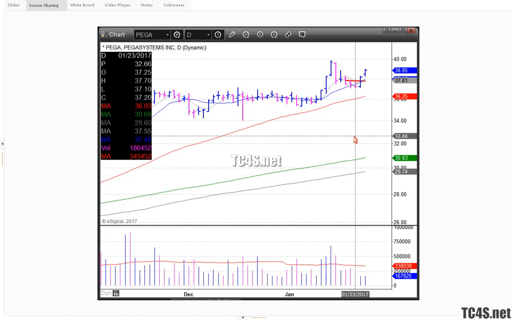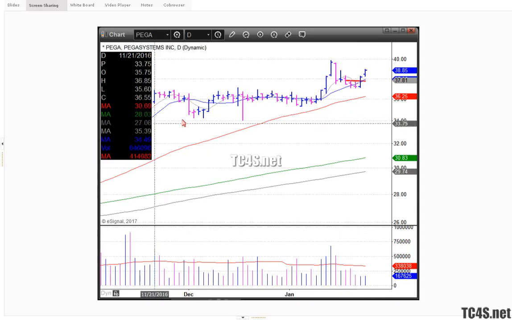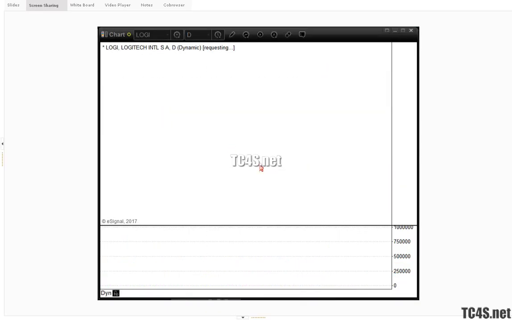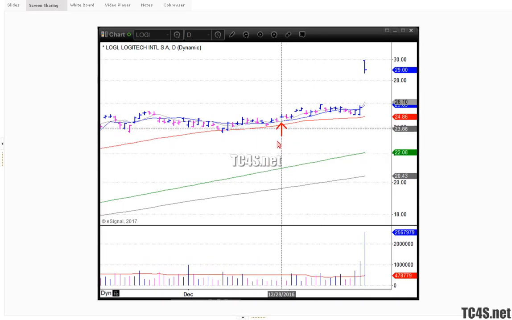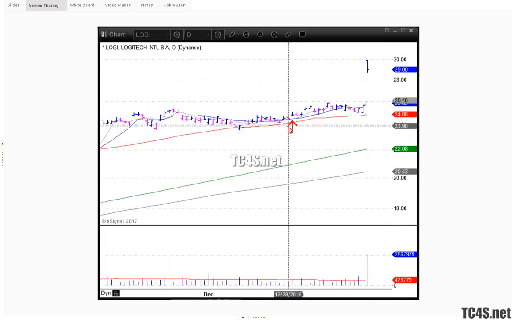Let's see. All right. So are there certain conditions that make you look more for pullback versus breakout buying? If so, what are they? Yeah, which one sets up. I mean, if a breakout sets up, then I'm going to play the breakout. For instance, LOGI. This set up tight here. So I played the breakout. I didn't have a pullback buy.